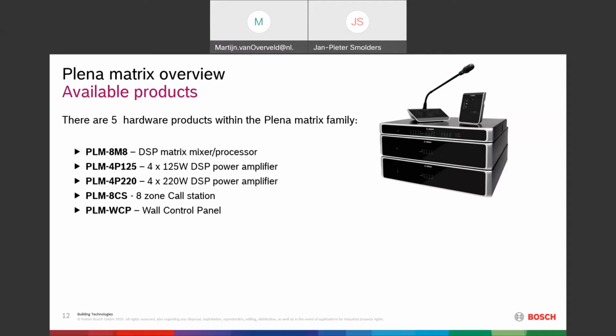Then the wall control panel, depending on the ID, so the address you give it, you can use it as a sound source selection for BGM and the volume control, or you can use it as a selection of the 4 microphone line inputs that are available on the mixer. So we'll see that later on as well.